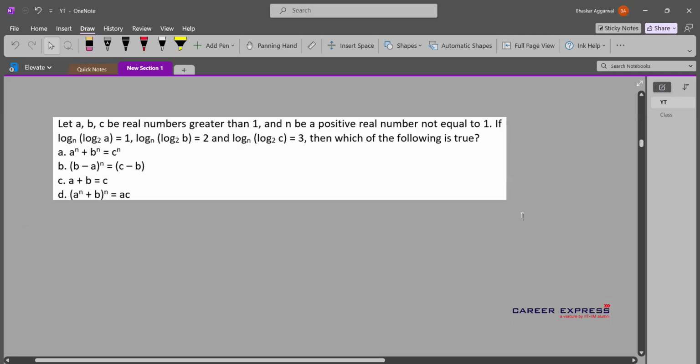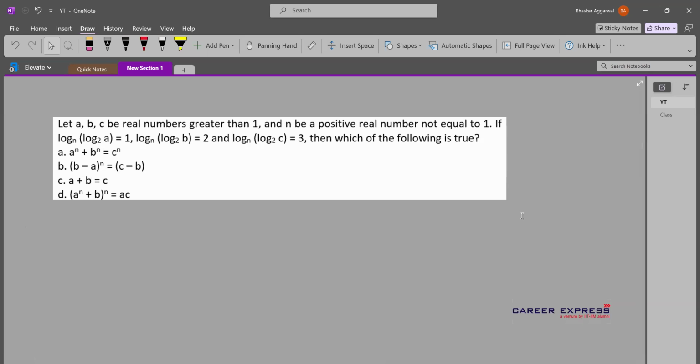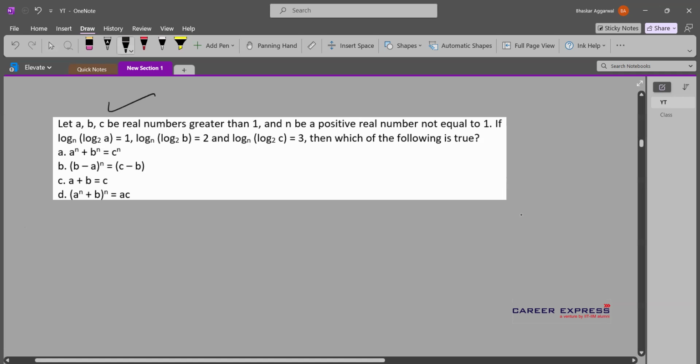This is a question from IPMAT Indore 2023 exam QA section. And the question is based on logarithms. So a, b, c are three real numbers which are greater than 1, and n is a positive real number which is not equal to 1. Because n is in the base of the logs, n cannot be equal to 1. We cannot have 1 as the base of a log.